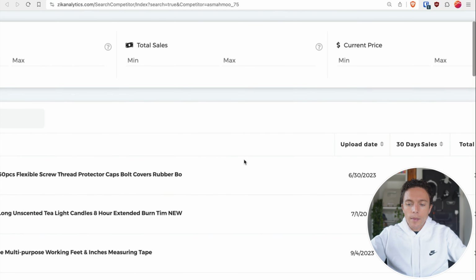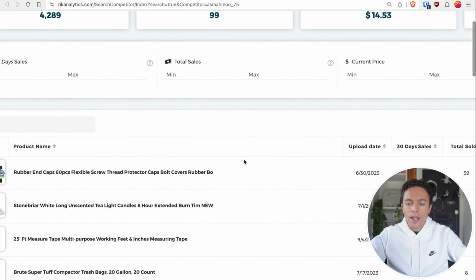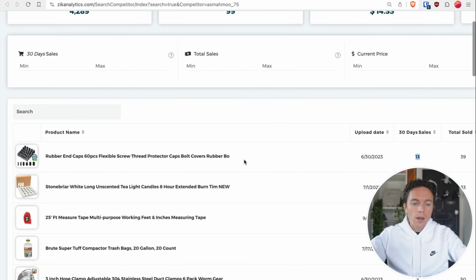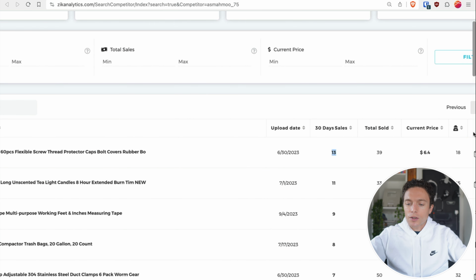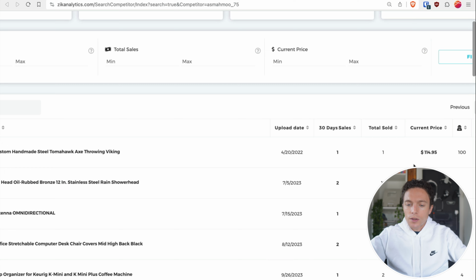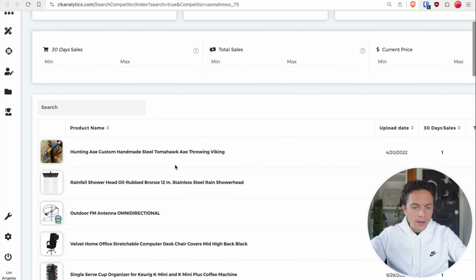All right, so coming back in here, we can now see these items that are being successfully drop shipped, right? That is a key here. We are looking for products that are successfully being drop shipped. And what I then like to do is sort by the current price, because I like to have items that are pretty much higher in price. So we have this one right here. This is some sort of axe, a hunting axe.